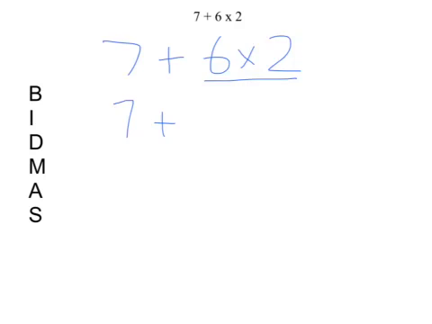6 times 2, 12. So you've got 7 plus 12. 7 plus 12, that's 19. Double underline your answer. Question done. Notice how there are no equal signs, and I've worked down rather than going across. Let's try another question.